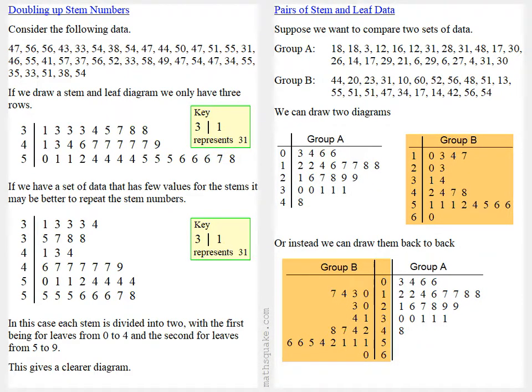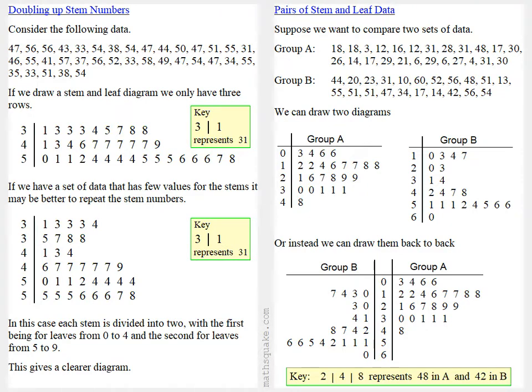The leaves are drawn moving away to the left from the stem, and so moving away they go 0, 3, 4, 7 towards the left. Next to the 2, it'll be 0, 3 towards the left. Now if we look at the two groups, we can instantly see that group A has a lot of lower numbers than group B. Now remember, we must put in a key. In this case, the key's got 3 parts to it, so 2, 4, 8 represents 48 in group A and 42 in group B.